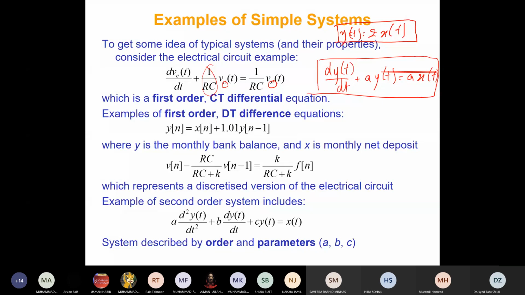So in discrete time, if we try to write an equation which relates input and output, we invariably end up getting difference terms. And the equation that we get, we call a difference equation. So discrete time systems are defined by a difference equation. A difference equation is an equation which gives us the relationship between input and output of a system.